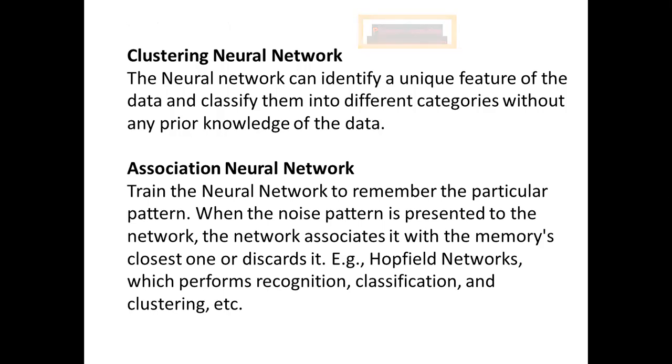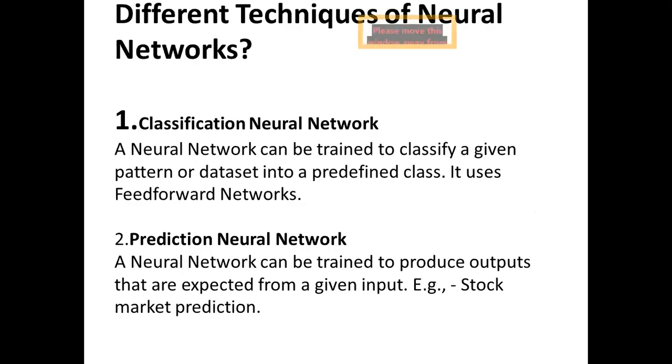So based on the classification, we are going to have different categories, but we do not have any prior knowledge of the data. And the next one is association. In association, we train the neural network to remember a particular pattern; when a noisy pattern is presented to the network, the network associates it with the memory closest to it, or else discards it. The best example is Hopfield networks, which perform recognition, classification, and clustering. So these are some of the techniques in neural networks: classification, clustering, and recognition. That is said to be pattern recognition too. These are also different techniques of your neural networks.